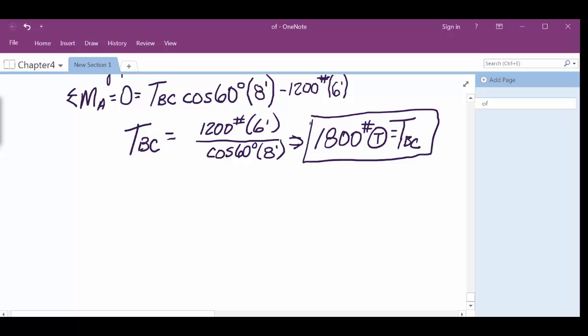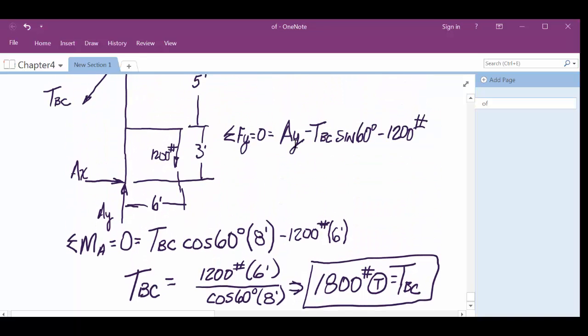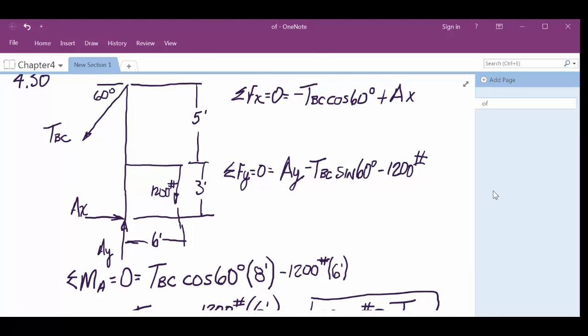So we do finally know something. Okay, so then we go in there and we substitute the tension in BC into these other equations, and we can calculate what they are. So we can put 1,800 pounds here. Well, let's move that to the other side. We could just say 1,800 pounds cosine of 60 equals AX, doesn't it?